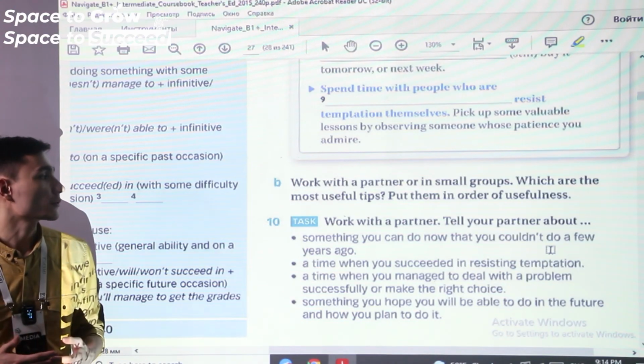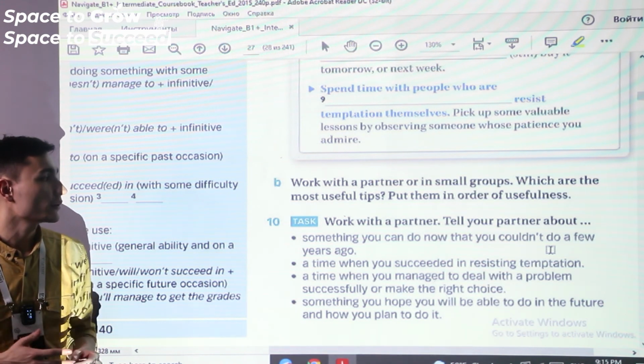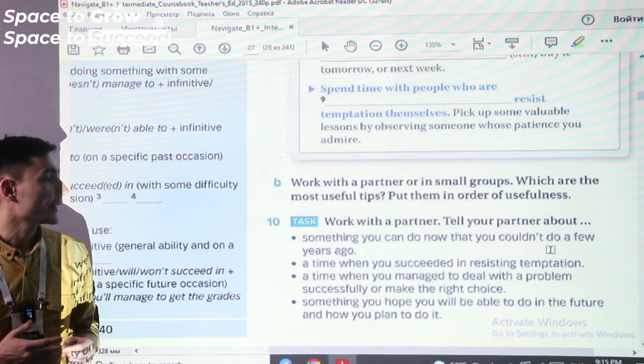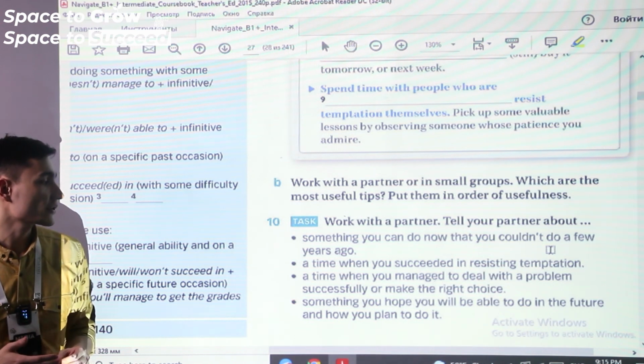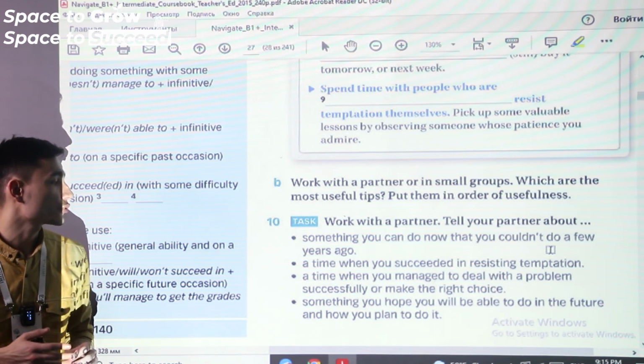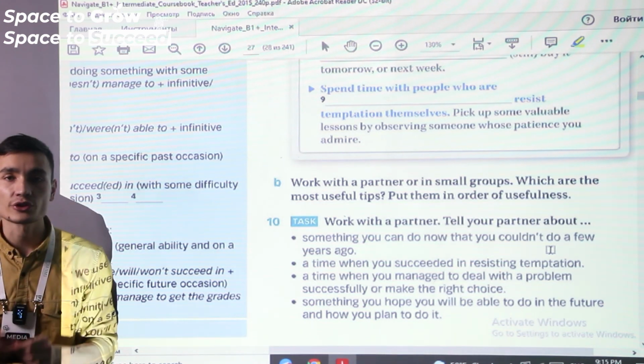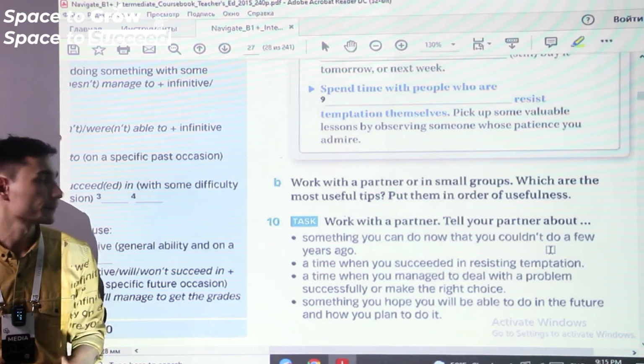Exercise 10. Task. Work with a partner. Tell your partner about something you can do now that you couldn't do a few years ago, a time when you succeeded in resisting temptation, a time when you managed to deal with a problem successfully or make the right choice, and something you hope you will be able to do in the future and how you plan to do it. Pause the video and try to answer these questions in written form also.